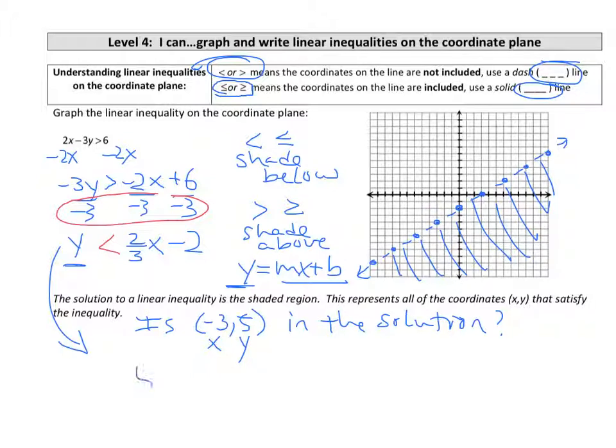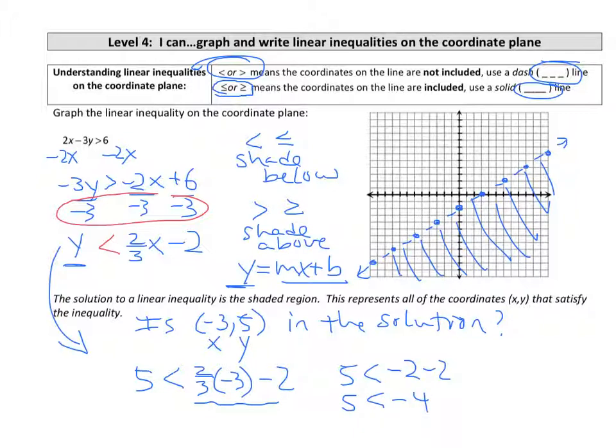So I get 5 is less than 2/3 times negative 3 minus 2, and then I need to simplify this side. 2/3 times negative 3 is negative 2, so I get 5 is less than negative 2 minus 2, or 5 is less than negative 4. And then I ask myself, is that true? Is 5 less than negative 4? And no, it's not. This is false. So, in conclusion, negative 3, 5 is not in the solution.